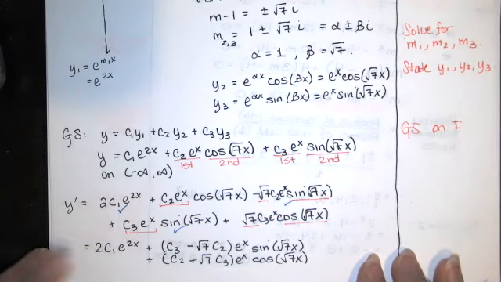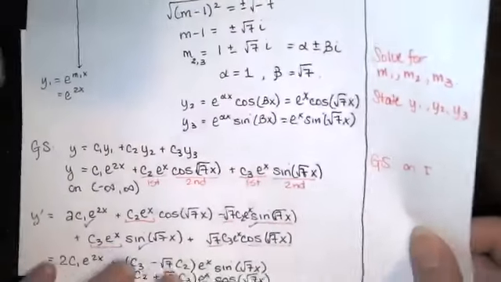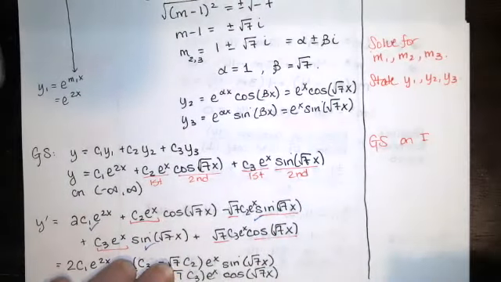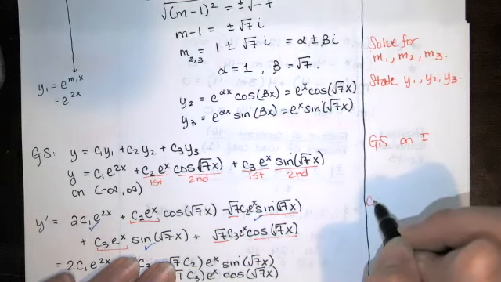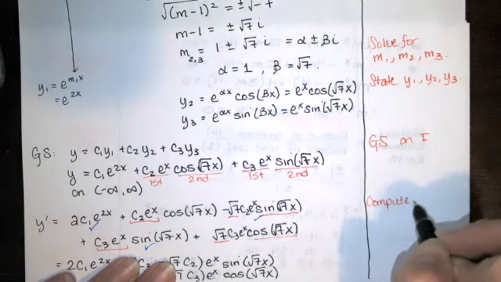And now we need to compute y double prime. And again, what we're doing is we're preparing to set up 3 equations and 3 unknowns. Since our initial conditions involved y prime and y double prime, we need to compute y prime and then y double prime for our general solution.